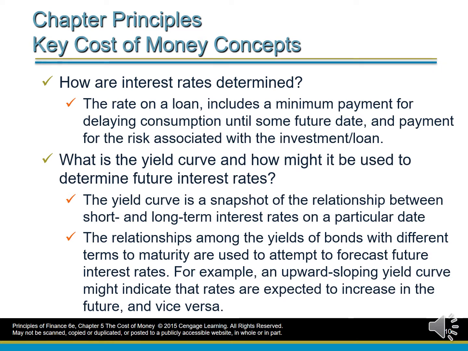What is the yield curve and how might it be used to determine future interest rates? The yield curve is a snapshot of the relationship between short-term and long-term interest rates on a particular date. The relationships among the yields of bonds with different terms to maturity are used to attempt to forecast future interest rates. For example, an upward sloping yield curve might indicate that rates are expected to increase in the future, and vice versa.